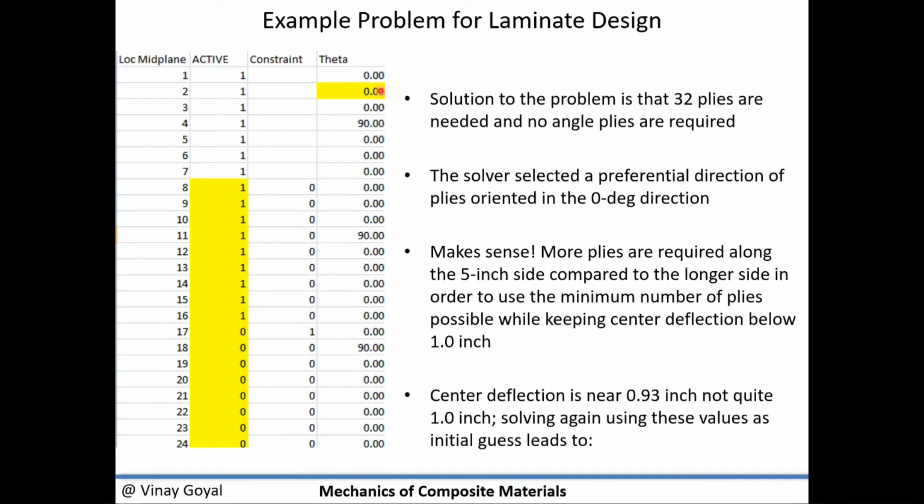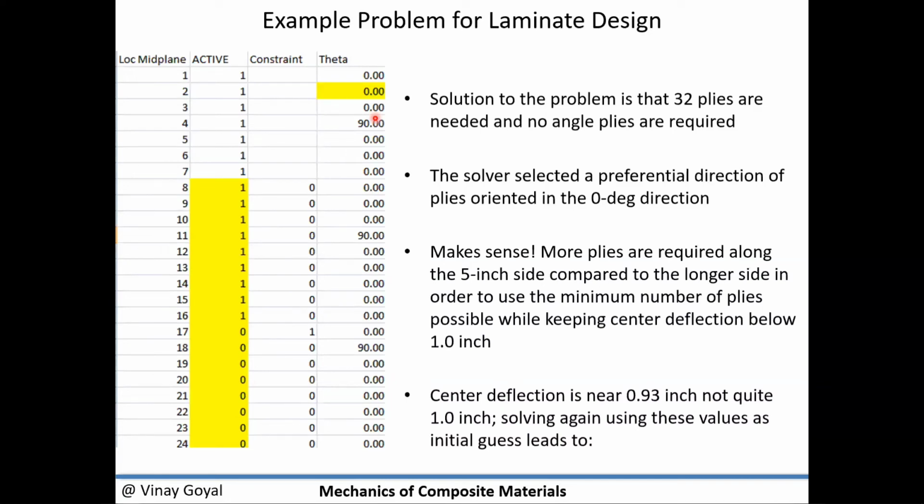And it finds that 0 degree makes the most sense. That I don't need 45 degree plies. And it came to 0 degree plies. The solution is that 32 plies are needed. That's all I need. I need 16 plies for half of it, so 32 total. The solver selected a preferential direction of plies oriented in the 0 degree. I want you to think about that.